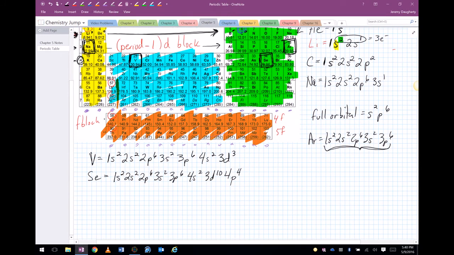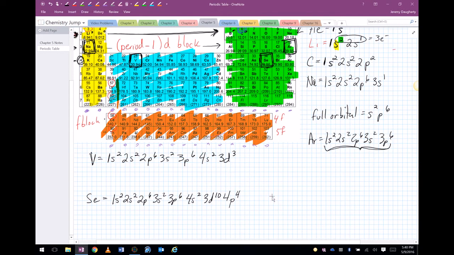So let me show you the shortcut. Let me move something here real quick. Okay. So check this out. Argon is 1s2, 2s2, 2p6, 3s2, 3p6. So look right here. Oh, grab a pen. Right here, look. There it is, right? So what I can do for vanadium here is I can put argon in brackets and then write 4s2, 3d3. And that's called the noble gas shortcut, or the abbreviated configuration, shorthand notation.